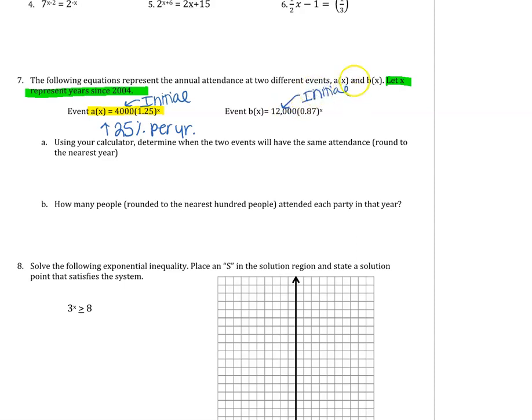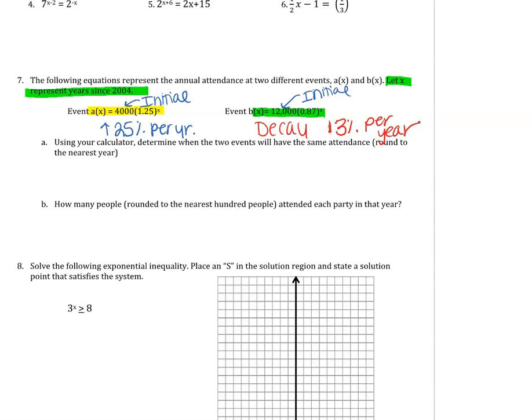My other function, b of x, is decaying. And I know that because the b value is less than 1, and we're decaying by 13%. Because it's that difference from 1. I do 1 minus 0.87, which would be 0.13, multiply by 100, decay by 13%. And that's, again, per year. It's always good to actually understand what you're looking at.